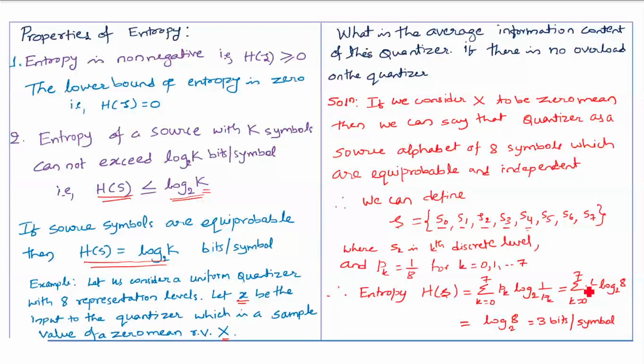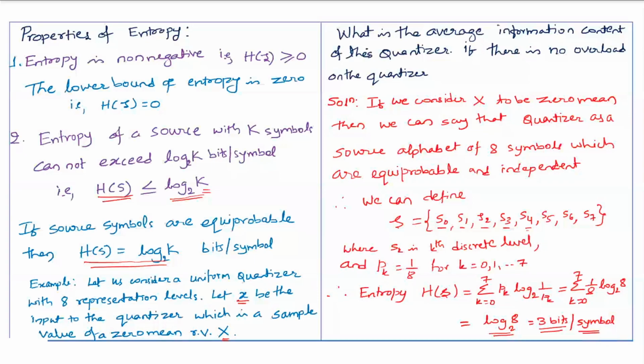Now log 8 to the base 2 and 1 by 8 are constants. I can bring them out of the summation. Inside the summation I have 0 to 7 summation only, so it will be 8, right? So 8 gets cancelled with 8 in the denominator, and I have log 8 to the base 2. I get 3 bits of information per symbol.